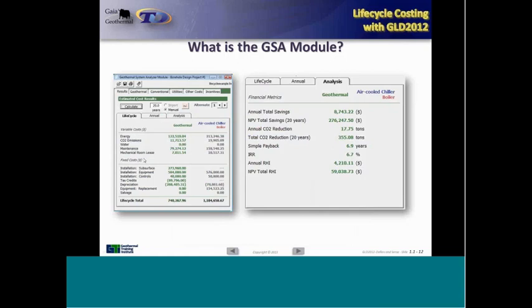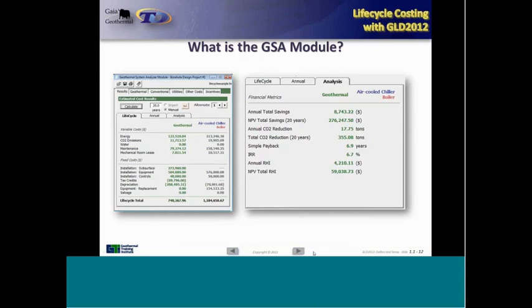And so this is another screenshot of the life cycle costs, or GSA module. We have the life cycle tab here. Here we have another tab, the analysis tab, which is a summary of your life cycle cost analysis. We can see annual savings for this particular system, net present value savings, CO2 reductions per annum and over 20 years. Then we have different sorts of paybacks, simple paybacks, internal rate of returns, and then RHI values. RHI is renewable heat incentive, something that started in the UK and now is slowly working its way into North America as well.